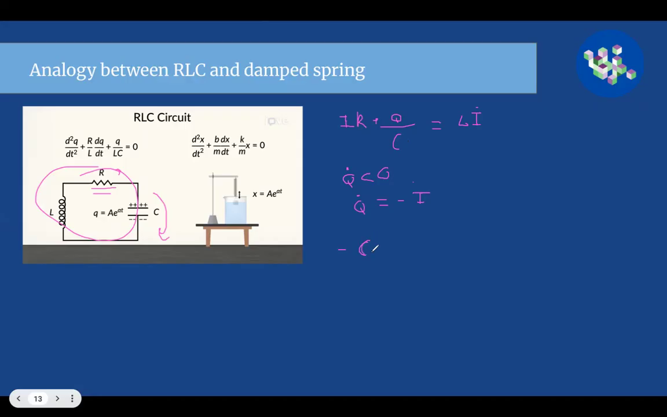So negative Q dot R plus Q over C, right? Let's say plus this equals zero. If it were charging, then we have the differential equation that's L Q double dot, that equals zero. That's the differential equation you have over here.